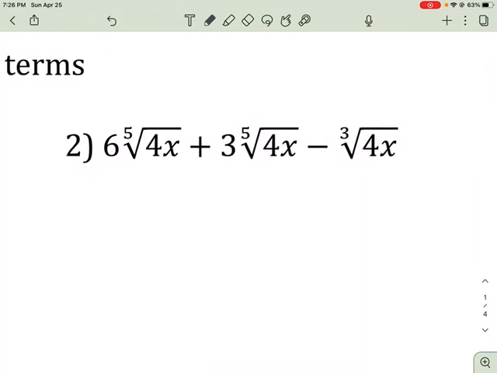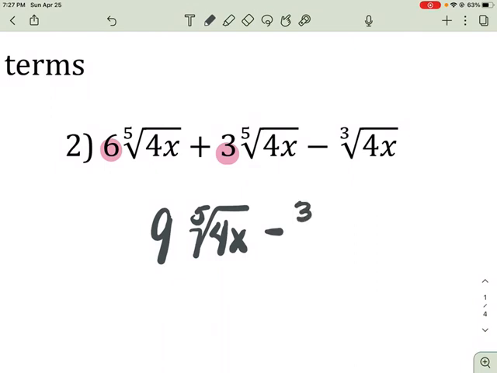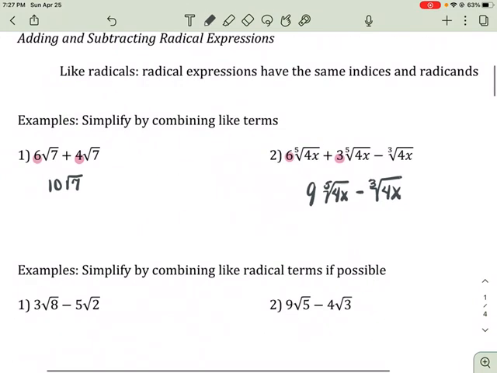So these are all fifth roots. Oh, no, that's a cube root. So we can't add them. Even though we have 4x underneath the radical, both the index and the radicand, the part underneath, have to be the same. So we're very, very specific about that. So we're just going to add the 6 and the 3, and we're going to get 9 fifth root of 4x minus the cube root of 4x. And that's as far as we're going to be able to go.